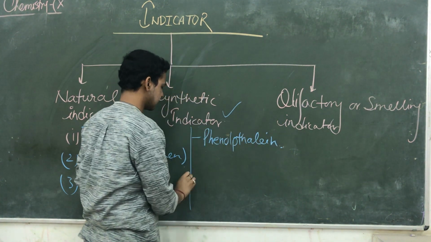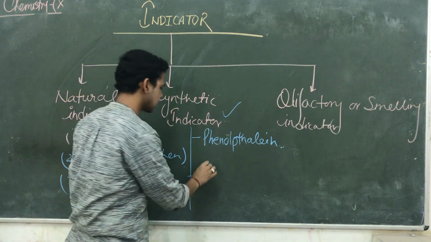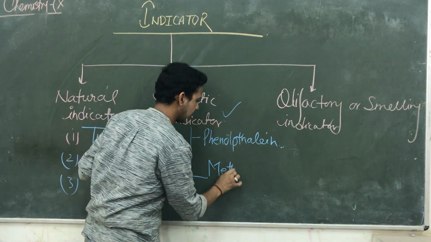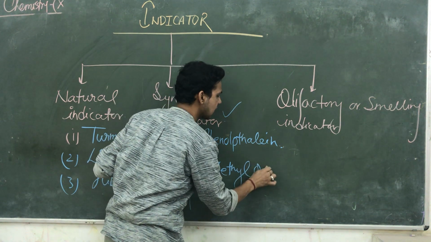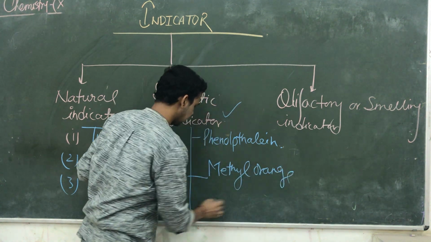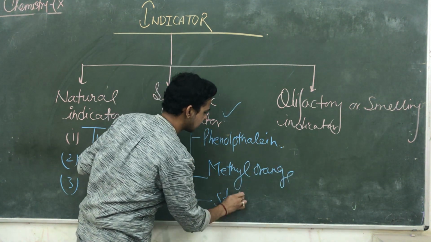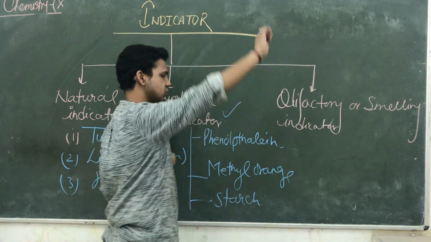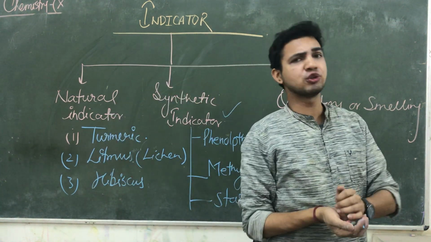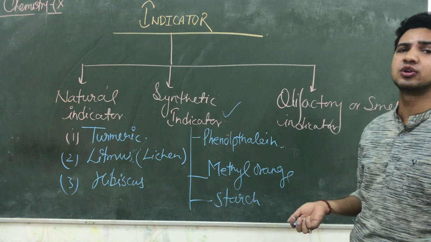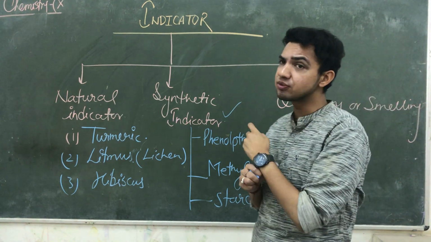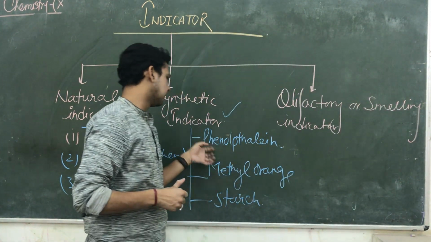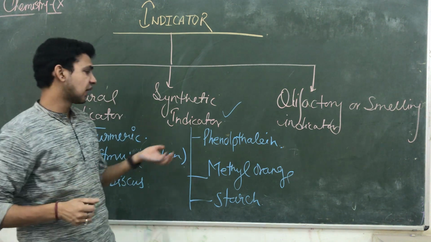The first one is known as phenolphthalein, the next one is known as methyl orange, and one more is here, that is known as starch. Starch is generally also obtained from plants, but here we are going to synthesize the starch inside our labs. So what happened? The phenolphthalein is colorless.